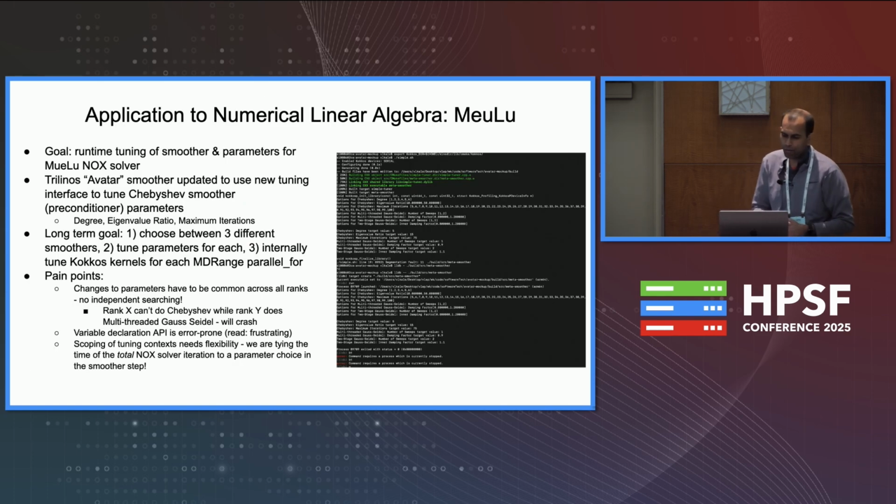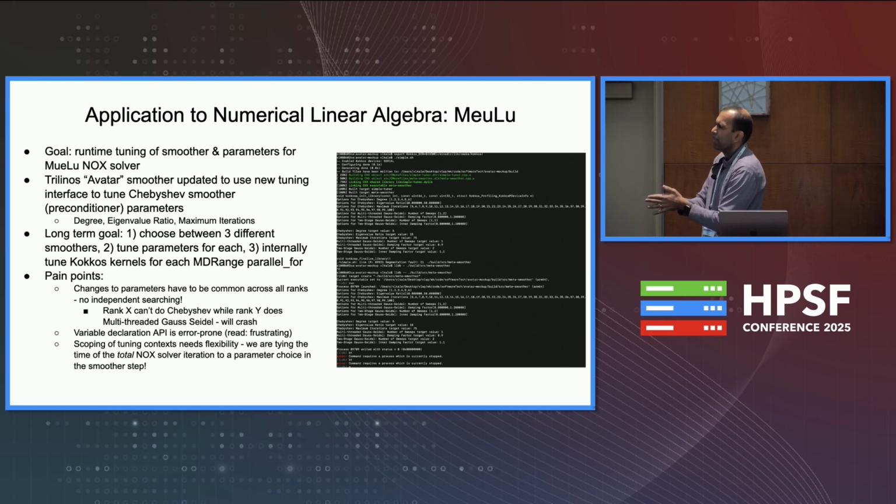We did this work with a code called MueLu. We actually simplified it a little bit with an Avatar smoother. The main point here that I want to bring up is that we're not only tuning over these Kokkos internals, we're actually tuning over the algorithm. So you can choose different kinds of algorithms and find the best performing one. One of the challenges we found was doing distributed auto tuning, which was a roadblock with the current tuning API.